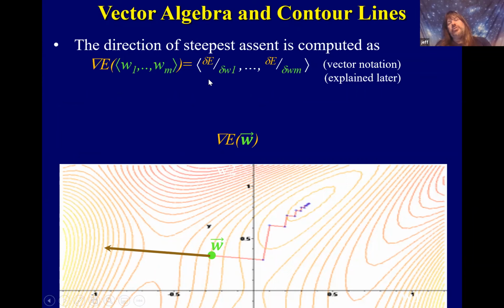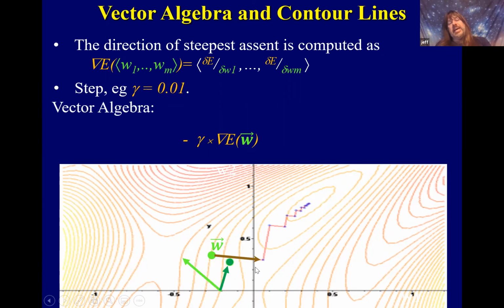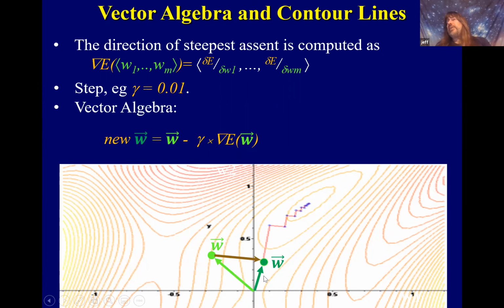And what do we do with that direction? It's also a vector, right? We're going to negate it because why? Because we don't want to go up. We want to go down. We want to descend. And then we're going to take a step size, some little number, because we don't want to go too far, right? If you go too far, you're going to go down and then you're going to start coming back up again, right? So we don't want to do that. So we multiply it by some little value. So we take a little step and then we do vector algebra.